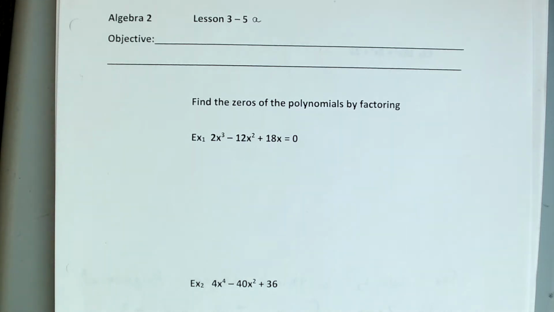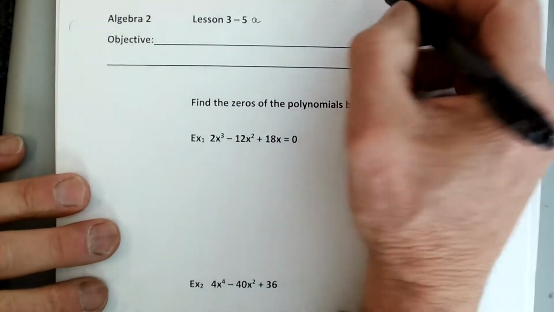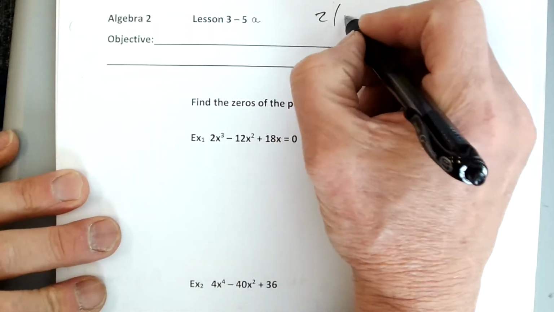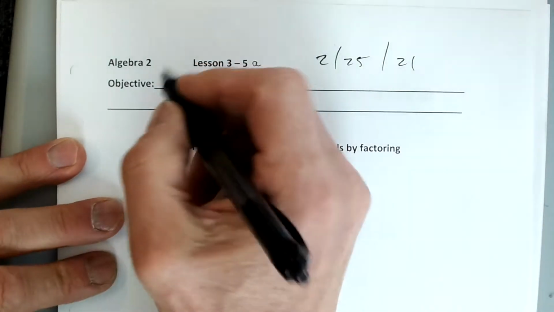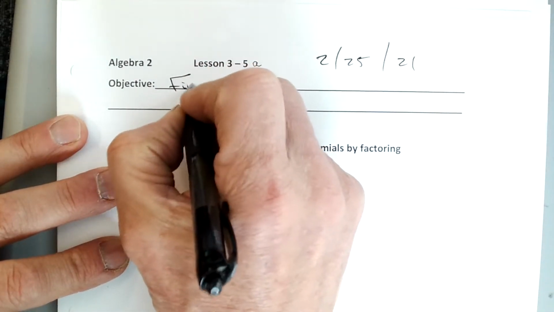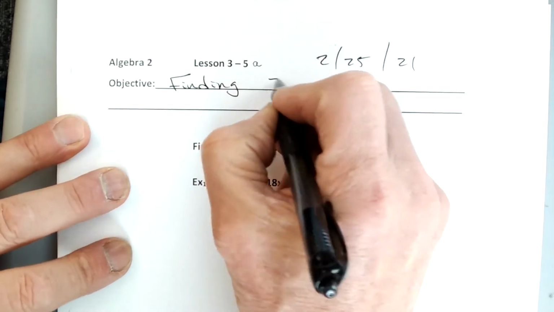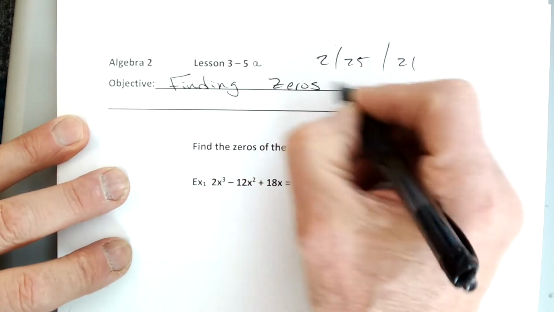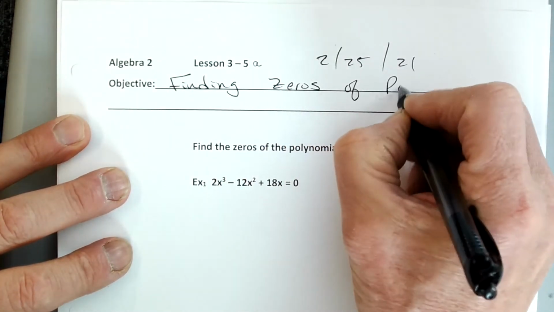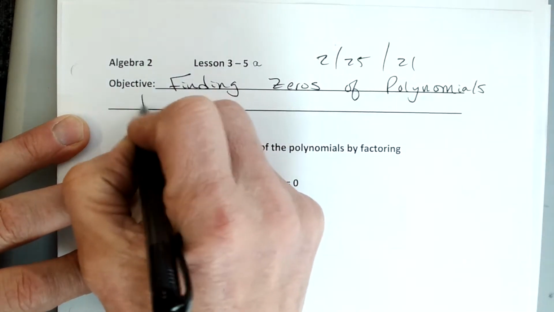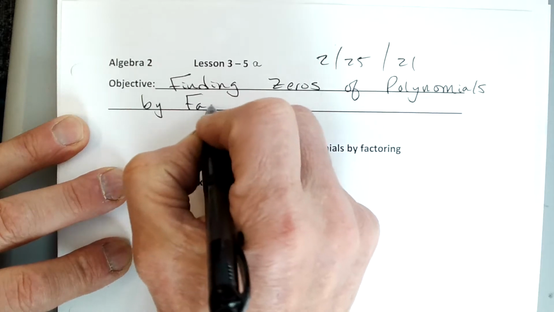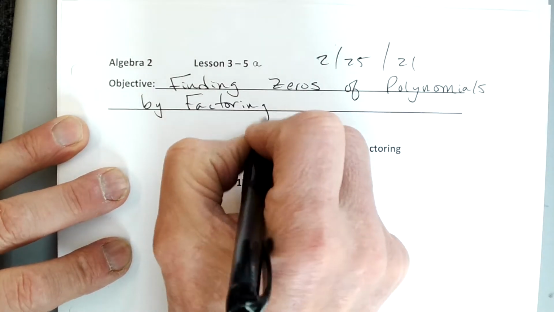Live. So here's what we're going to do today. Today is 2/25/21, right? So today what we're going to do is find zeros of polynomials by factoring. Okay?